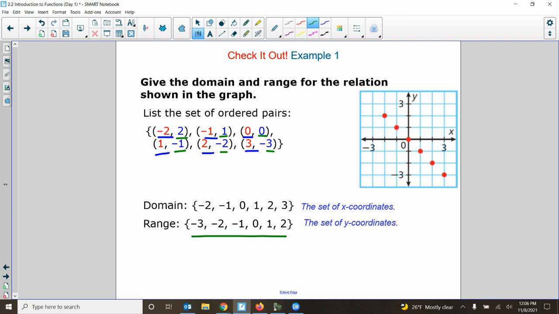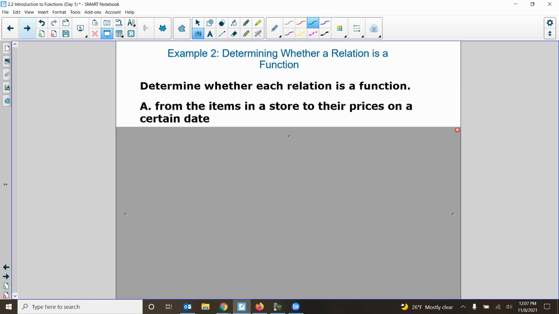The x's are what's getting sent to the y's. In this case, negative 2 is getting sent to 2. Negative 1 is getting sent to 1. 0 is getting sent to 0, and so on and so forth. Am I making sense? Easy. Okay, well, let's slow it down a little bit now, because here's where life starts to get a little more complicated.